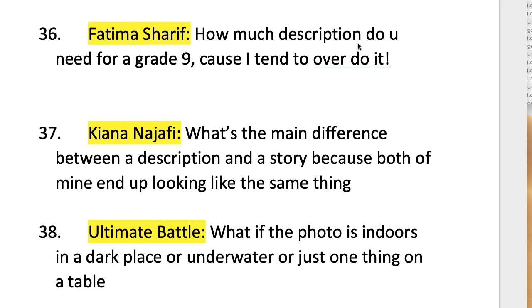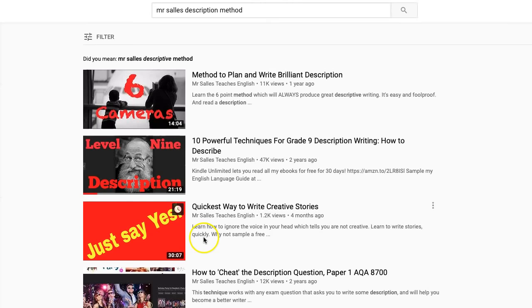Kiana Najafi says, what's the main difference between description and a story? Because both of mine end up looking like the same thing. Right, well, I've partly answered that with the six camera method by telling you that the events that you can have in your description must take place over a period of about 60 seconds. And then no examiner can say, well, that's a story, because even if it feels like a story, you can justifiably say, yeah, well, it's also actually a description because it only takes place over 60 seconds. I mean, who writes a story that long?